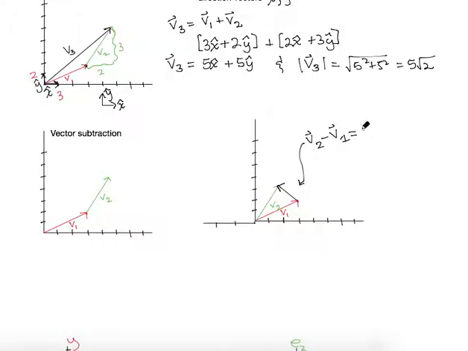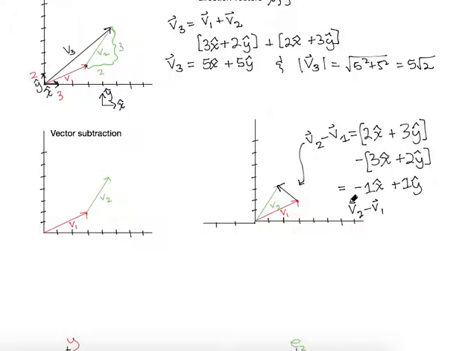So using those unit vectors, we can say 2x hat plus 3y hat minus 3x hat plus 2y hat. And then collecting like terms, we get minus 1 x hat plus 1 y hat. And that has a magnitude, so v2 minus v1 magnitude. The magnitude of this vector is equal to square root of 2.